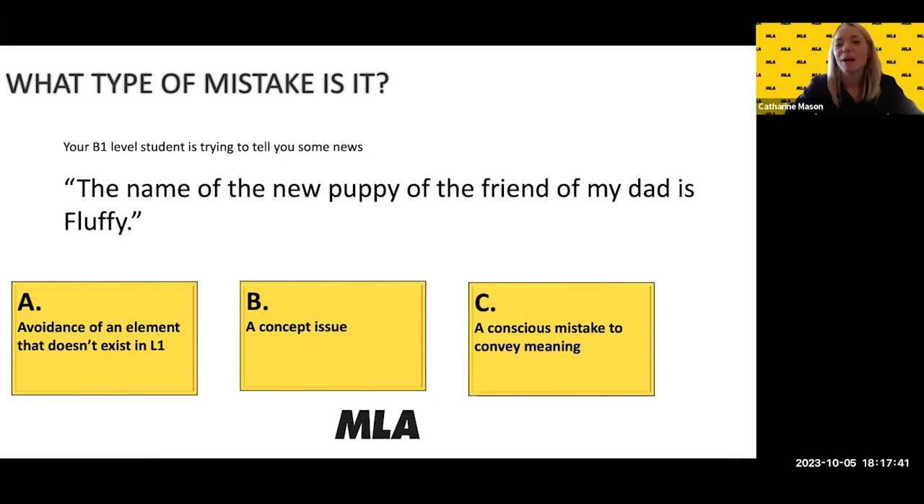I think this is my pet peeve in the classroom. These long sentences that sound quite awkward in English, especially with the "of" like this. Because of course in English we would flip the whole thing: my dad's friend's puppy's name is Fluffy. A big string of genitives there, yeah.